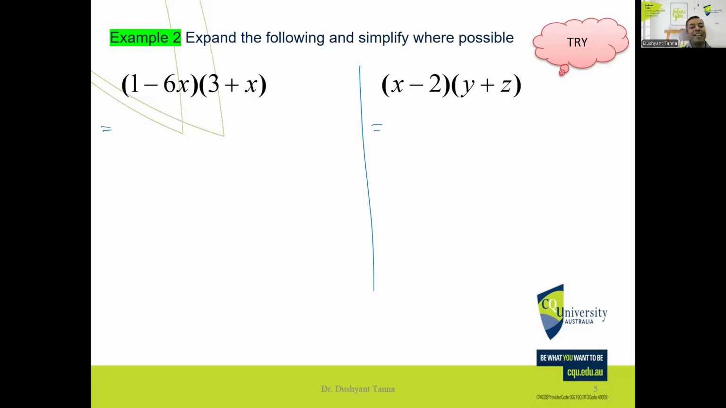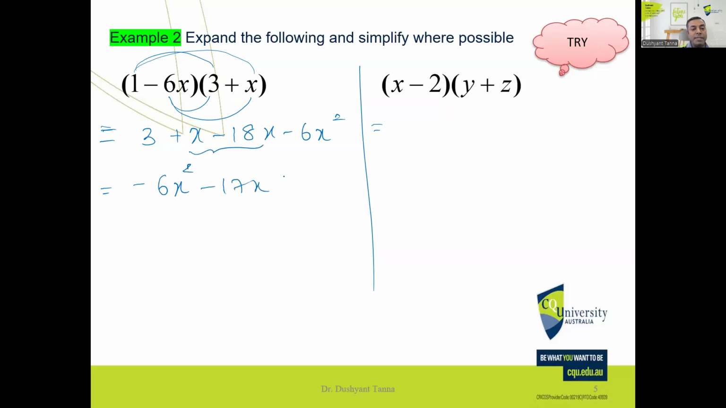Right. So what we do: 1 times 3, 1 times x, 6 times 3, 6 times x. So that is 3 plus x minus 18x minus 6x squared. But remember to write them starting from x squared. This gives negative 6x squared minus 17x plus 3.